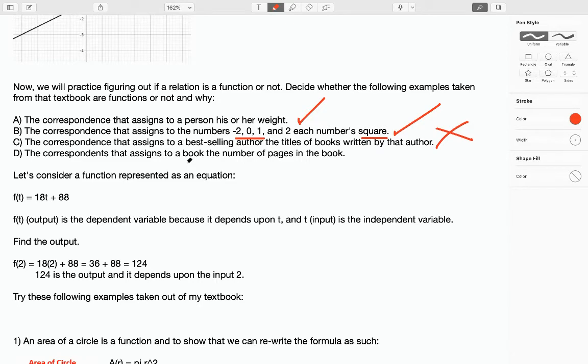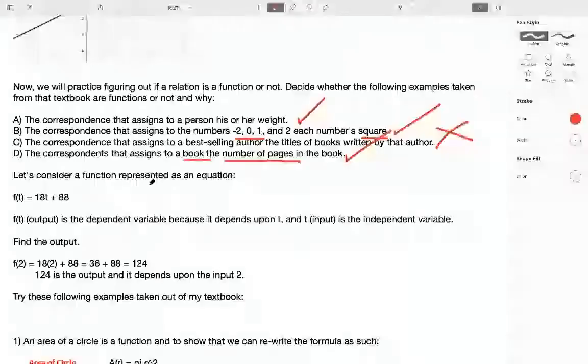D, the correspondence that assigns to a book the number of pages in the book. Are there many different possible numbers of pages in a book? No. So one book, one number of pages. One input, one output. Yeah, it's a function. Or, well, if you think about perspective, there are some people that count the title page, and some people that don't. It's not really about that, you know?